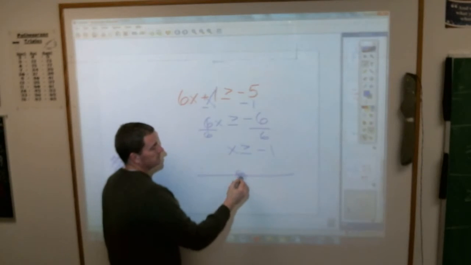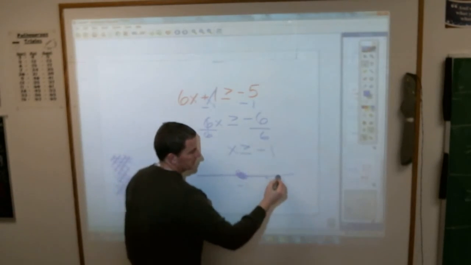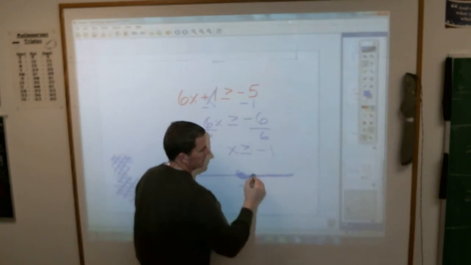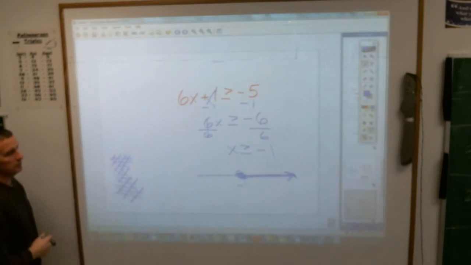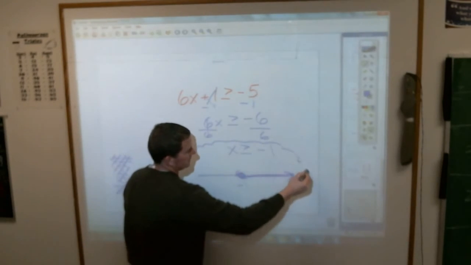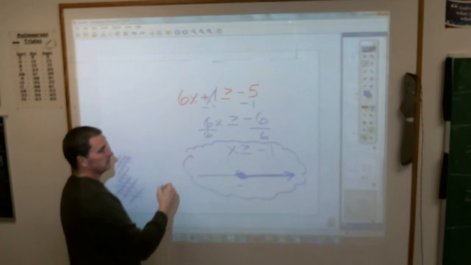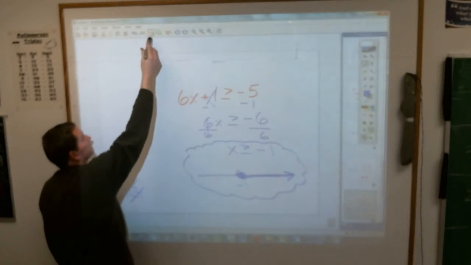Closed because it's equal. And on what side is the arrow going? It's going to the numbers that are bigger than that, so I color in this side over here. And I end up with that. That would be my answer to that problem. Stop me there, ask me questions, say why is this, why is that? No? How about this?